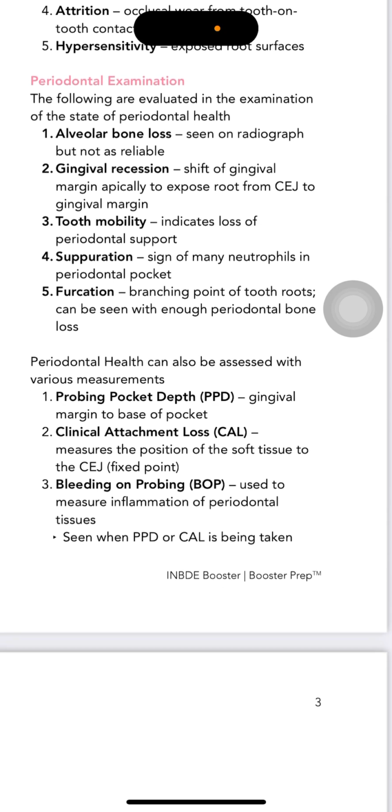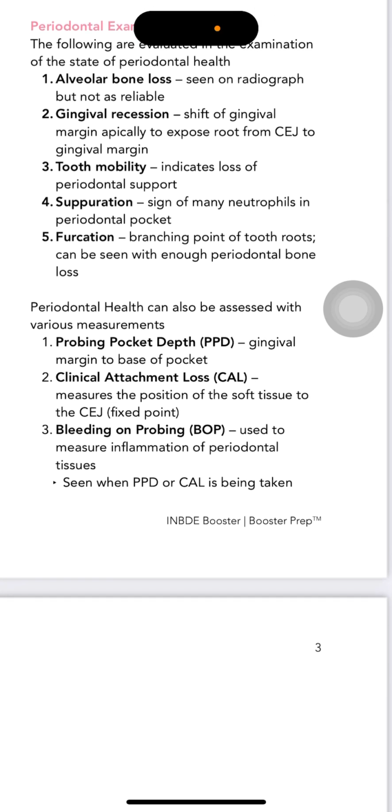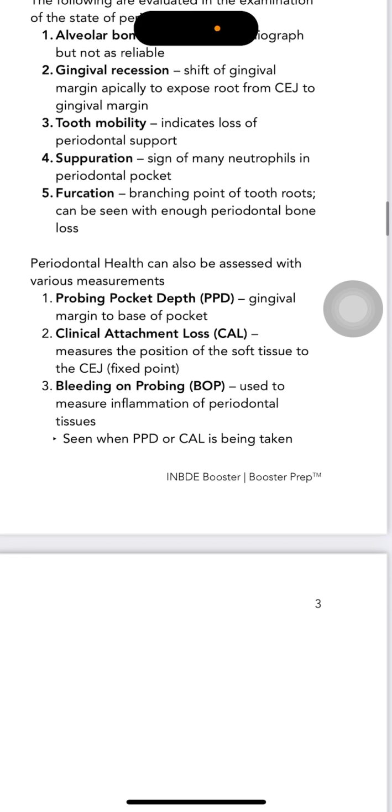Periodontal health can also be assessed with various measurements. Probing pocket depth (PPD) is measured from the gingival margin to the base of the pocket. Clinical attachment loss (CAL) measures the position of the soft tissue relative to the CEJ, a fixed point. Bleeding on probing (BOP) is used to measure inflammation of periodontal tissue, seen when PPD or CAL is being taken.